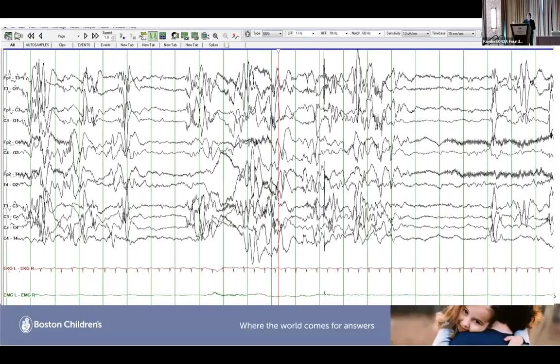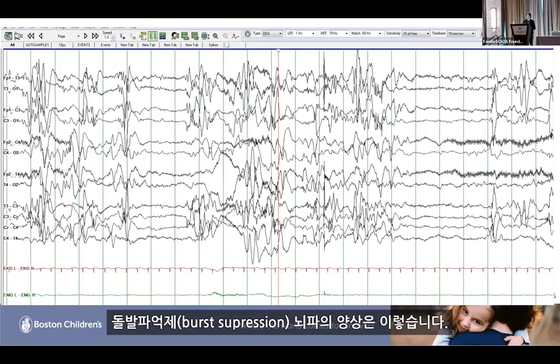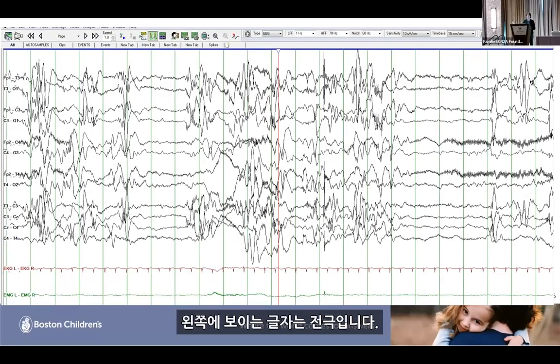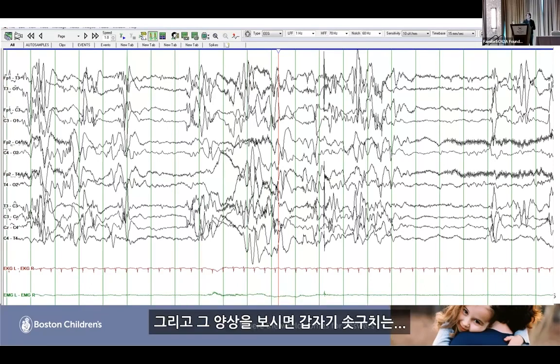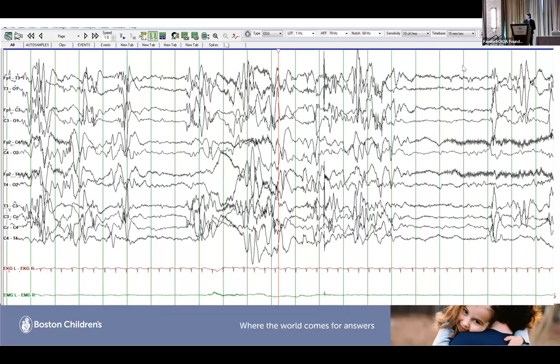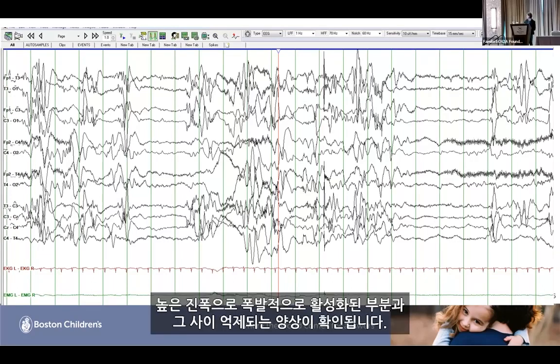well. This is the pattern of burst suppression that I mentioned. Each of the letters on the left is an electrode, if your family member has had an EEG, and each channel with the squiggly lines is one electrode comparing to a neighboring electrode. And in this pattern, you have these high amplitude bursts of activity and then these periods of suppression in between.